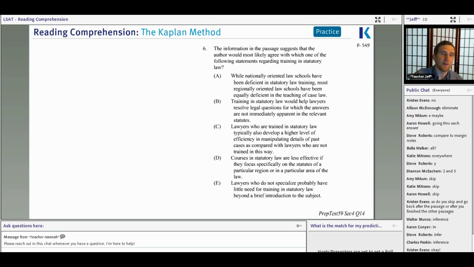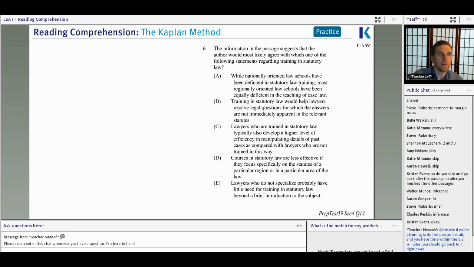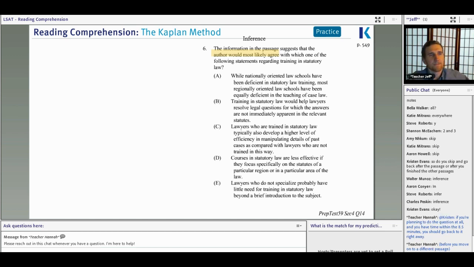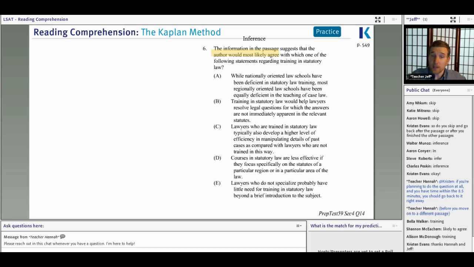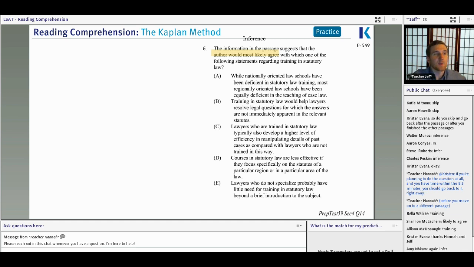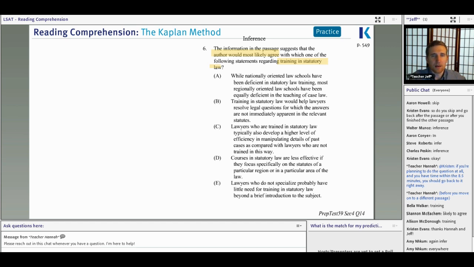Right, this is another inference question. It also talks about the author would be likely to agree. What clue does this question give you? Well, we know it's agreeance, for sure. But it talks about, again, training in statutory law. Where does the author talk about training in statutory law? That's, again, kind of everywhere.